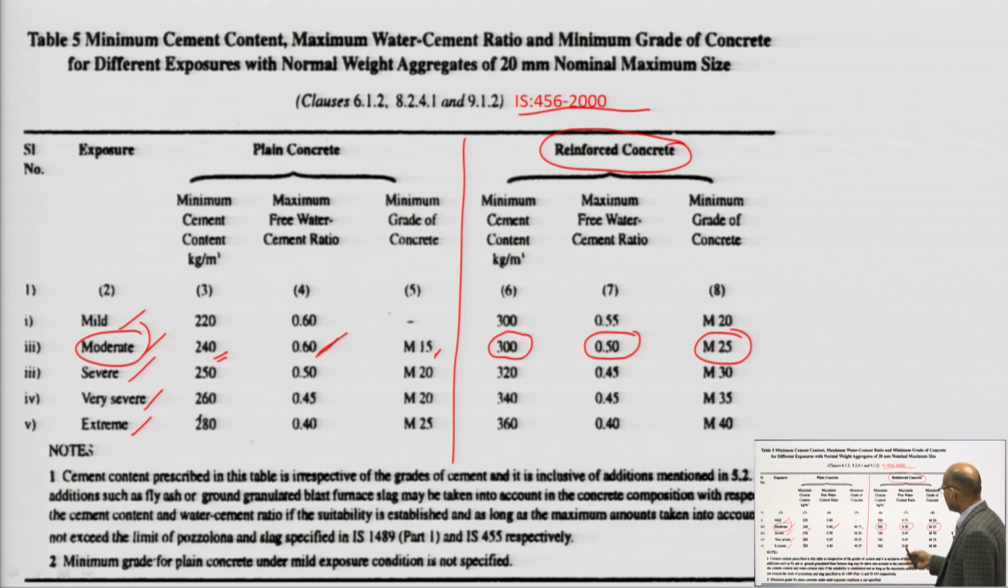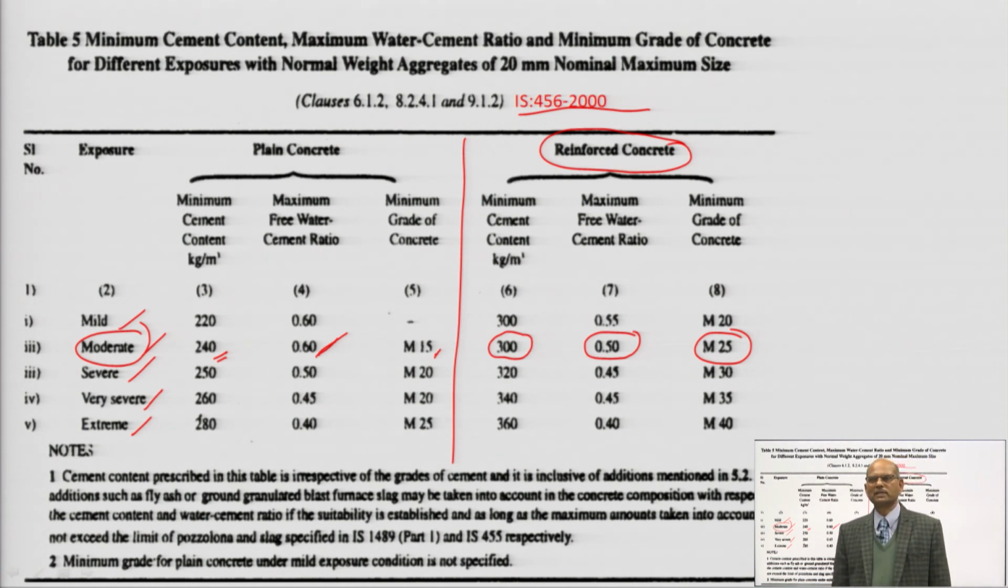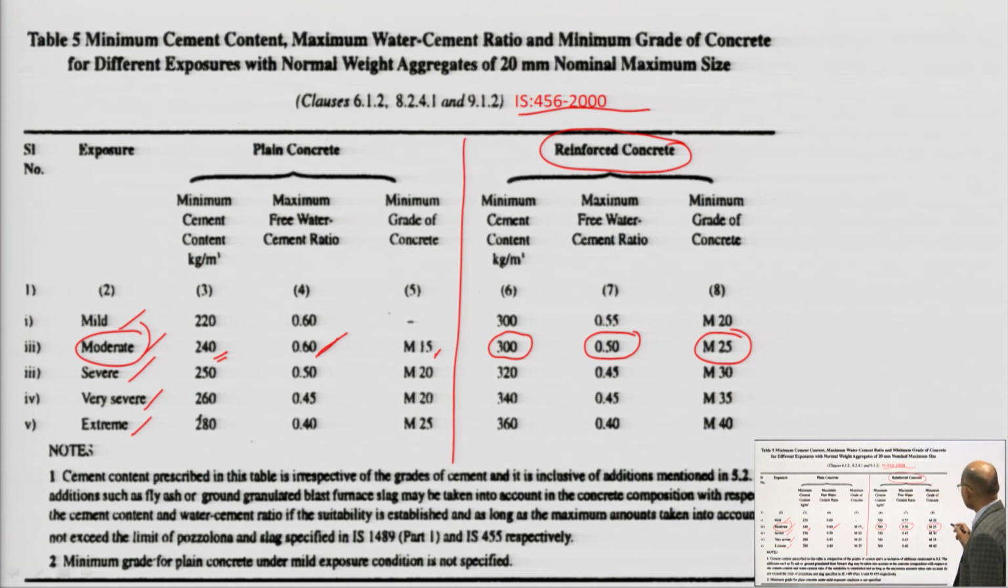So, this is the limitation. The maximum water cement ratio is 0.5. You can go to 0.43 also, or 0.3 also, depending on the case. Similarly, the grade of concrete is also limited: you should not use less than M25 grade of concrete if your structure is in moderate exposure condition. So, you are observing that for our problem it is M25 and the maximum free water cement ratio is 0.50.